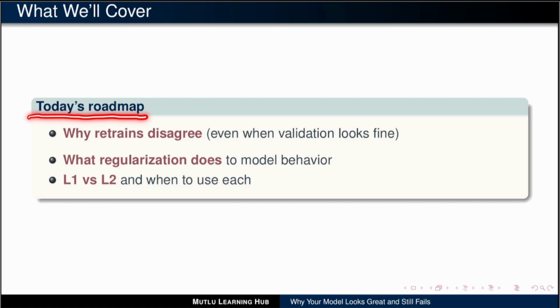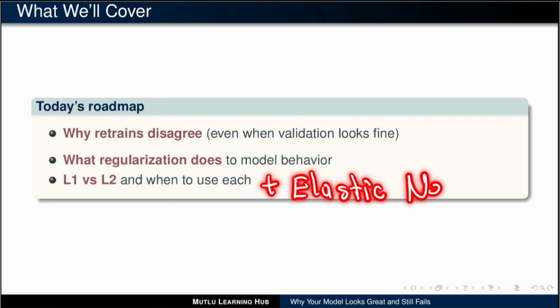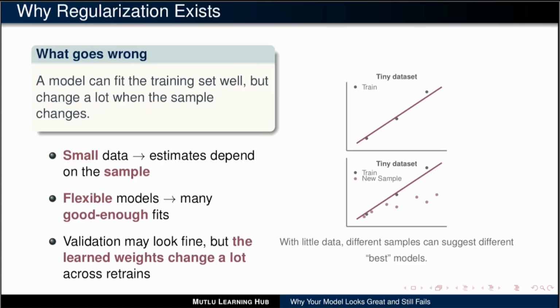Here is the plan. First, why retrains disagree even when validation looks fine. That's the confusing part. Then, what regularization is actually doing to the model. And finally, L1 versus L2 and when you'd pick each, plus elastic net, which is basically, can I get the best of both?